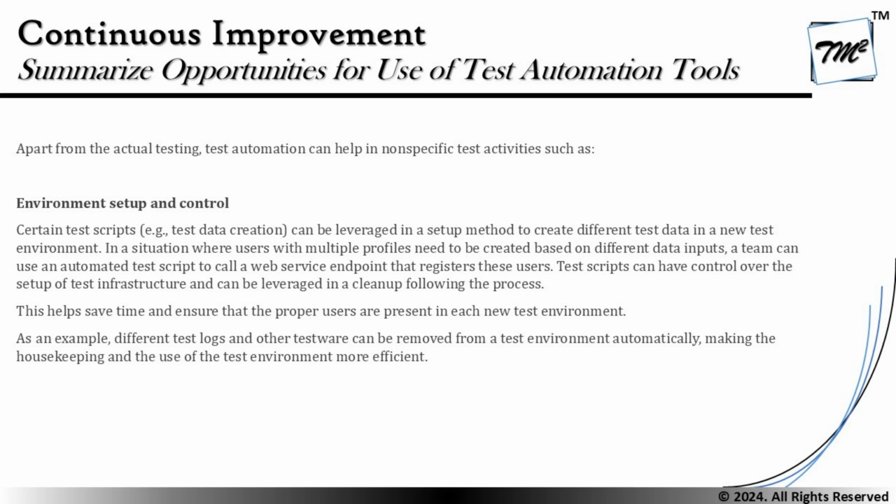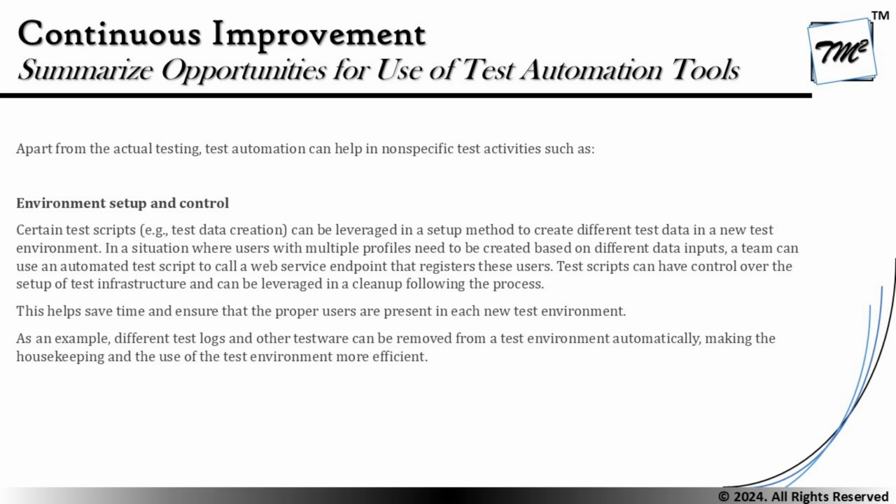The very first thing, of course, is that apart from the actual testing, test automation can help in non-specific test activities, such as environment setup and control. Certain test scripts, including test data creation, can be leveraged in a setup method to create different test data in a new test environment. In a situation where users with multiple profiles need to be created based on different data inputs, a team can use an automated test script to call a web service endpoint that registers these users.